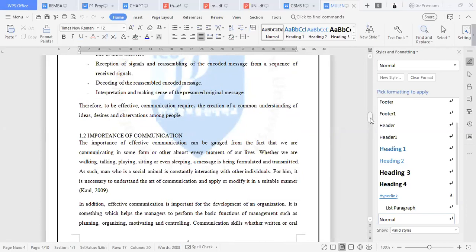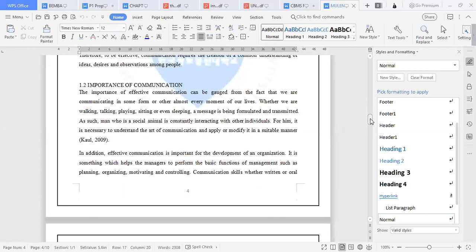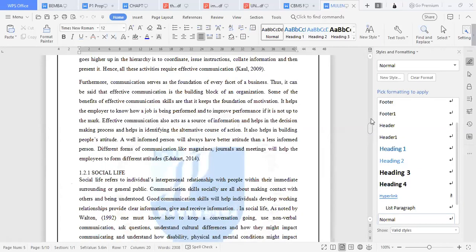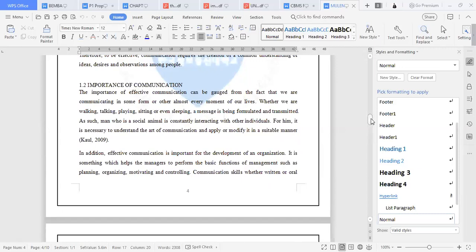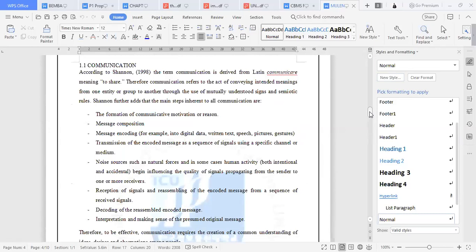Okay, then after that, the 1.2 is the importance of communication. So firstly, the importance of effective communication can be gauged from the fact that we are communicating in some form. Now, look at this. This is how you cite.